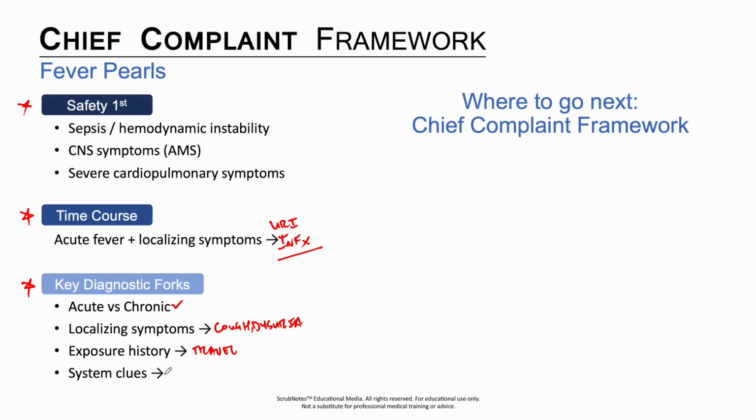We can use key diagnostic forks like time, and then also localizing symptoms such as cough, dysuria, sore throat, asking about exposure history like travel, sick contacts, or medications, and then using system clues such as unintentional weight loss, rash, or joint pain.